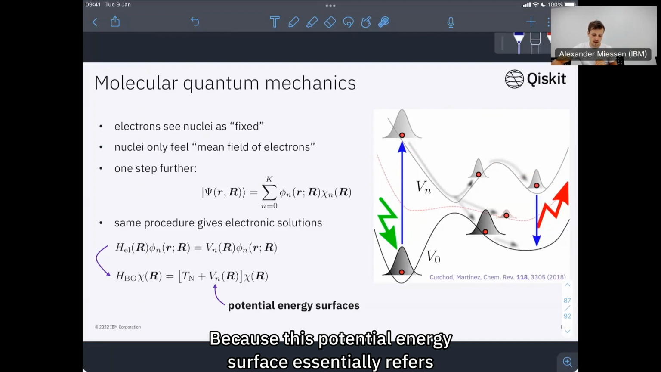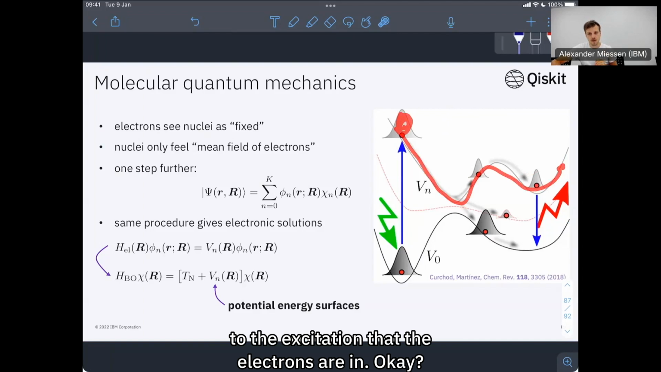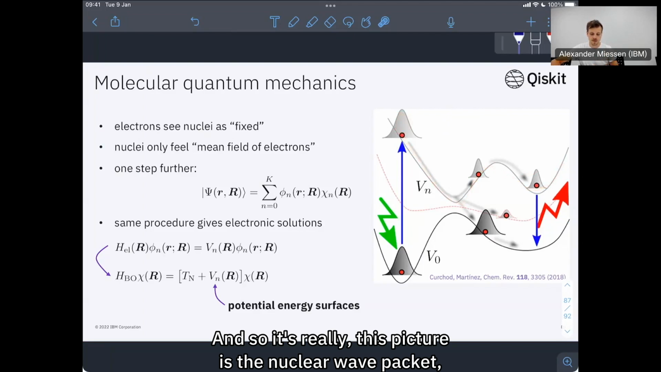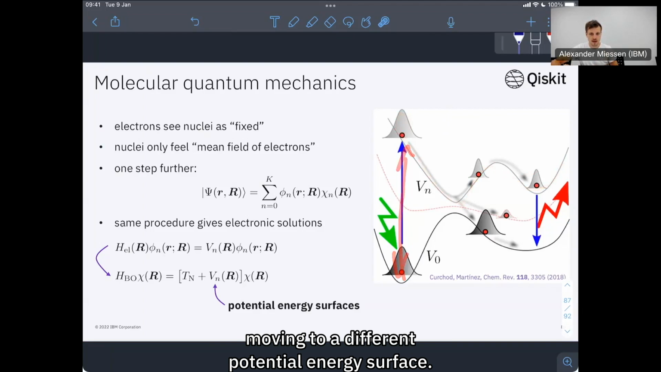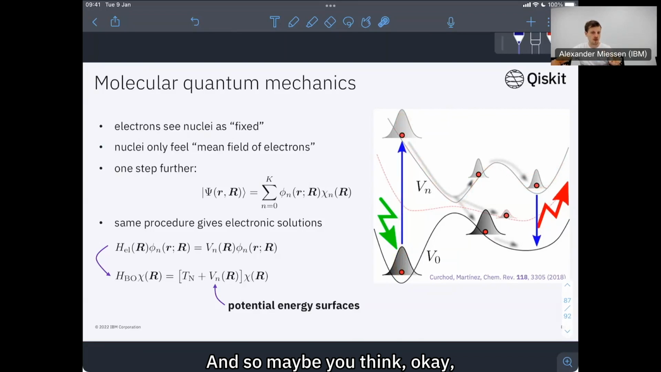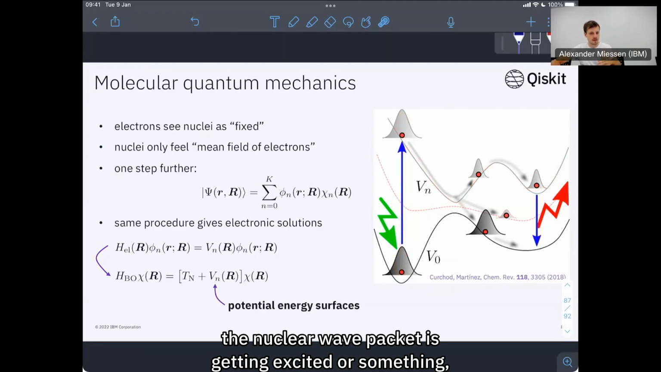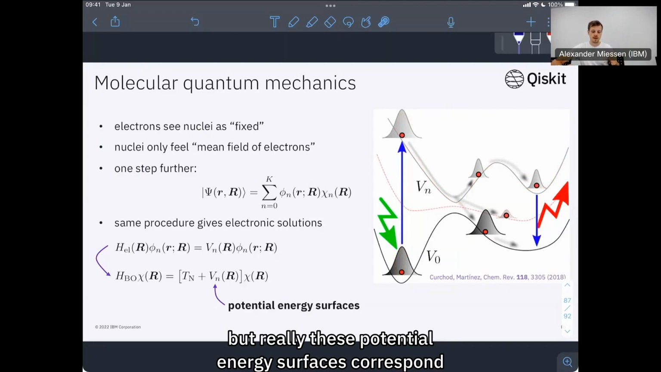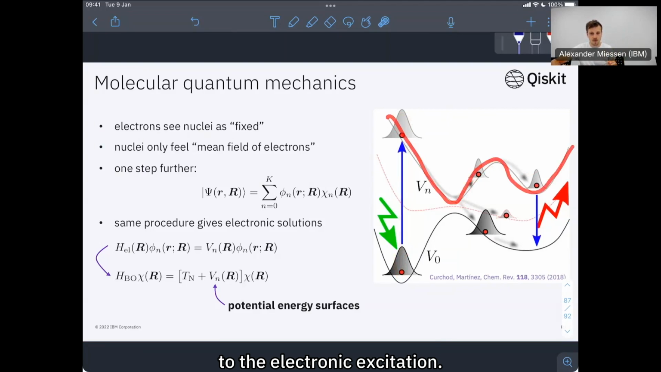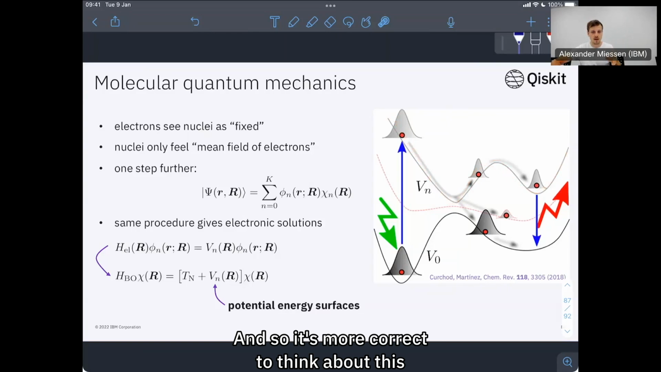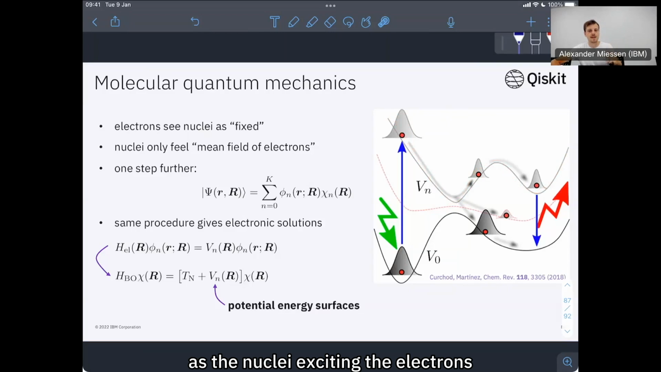Because this potential energy surface essentially refers to the excitation that the electrons are in, okay? And so this picture is the nuclear wave packet moving to a different potential energy surface. And so maybe you think, okay, the nuclear wave packet is getting excited or something, but really these potential energy surfaces correspond to the electronic excitation, and so it's more correct to think about this as the nuclei exciting the electrons into a different excited state, okay?